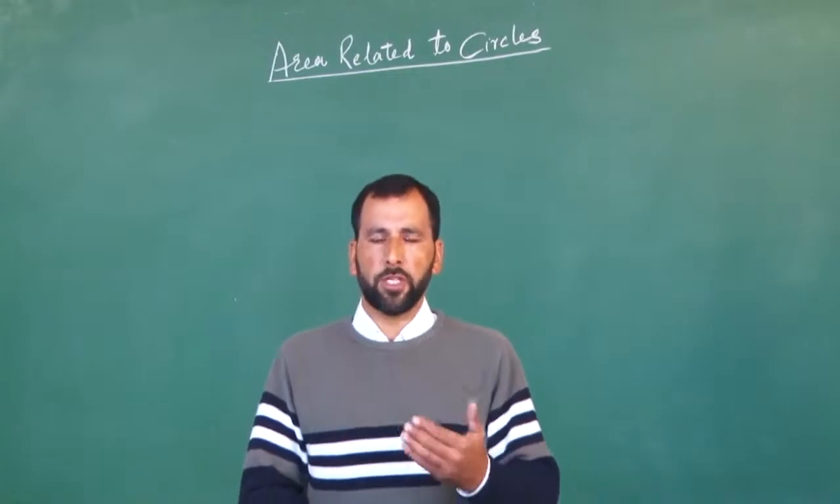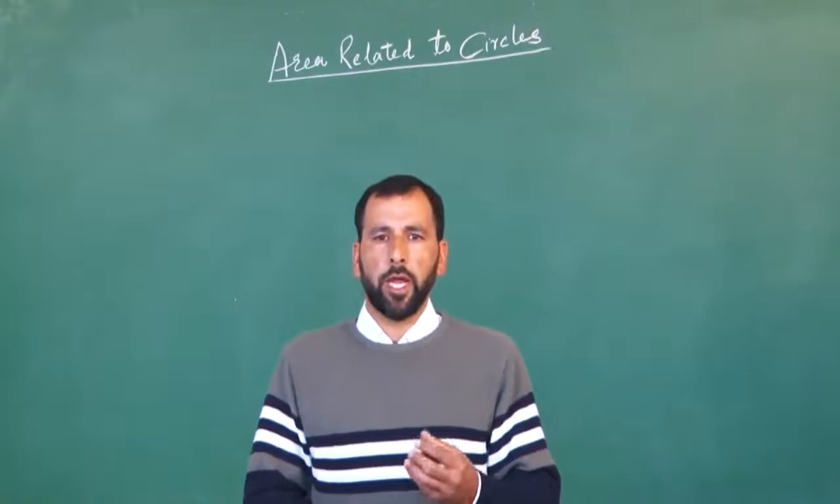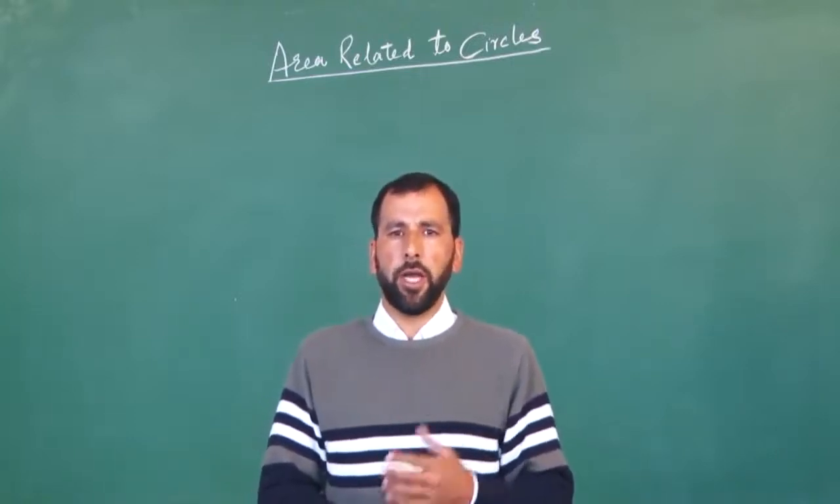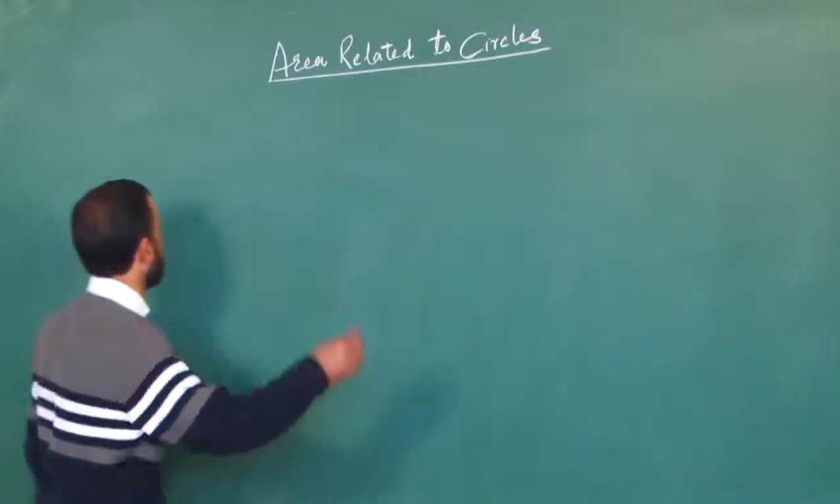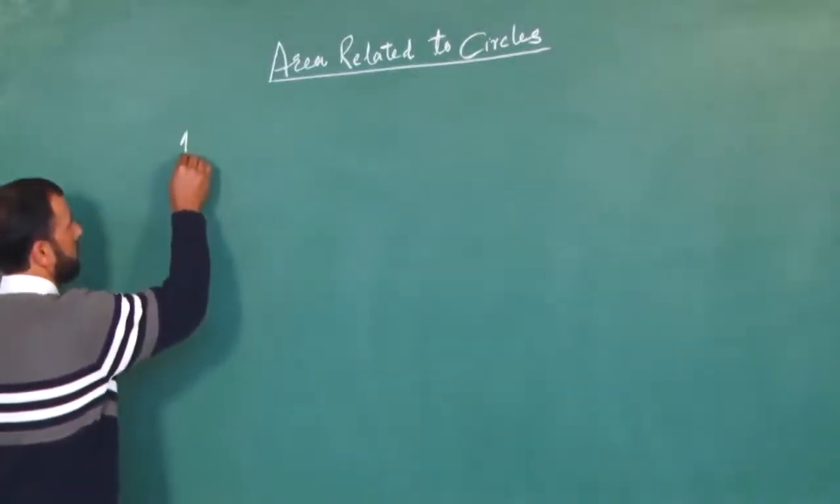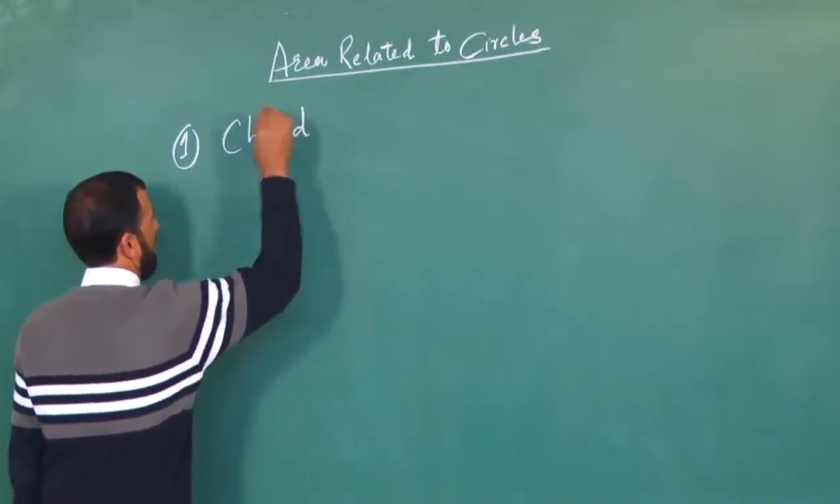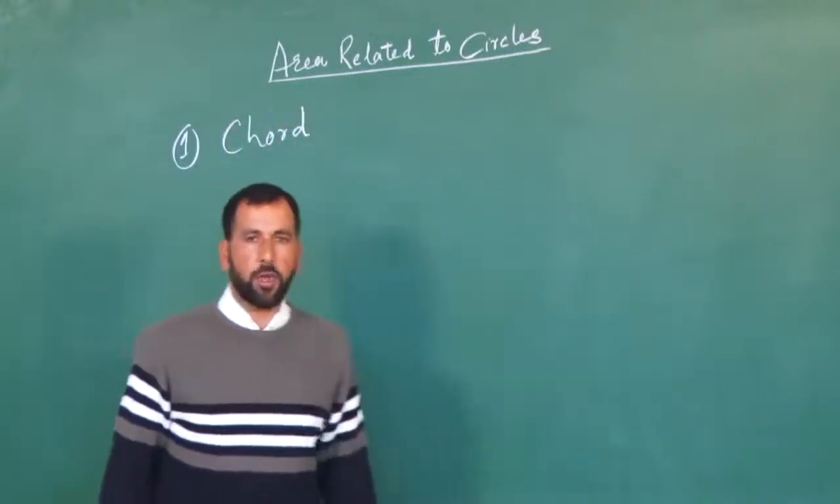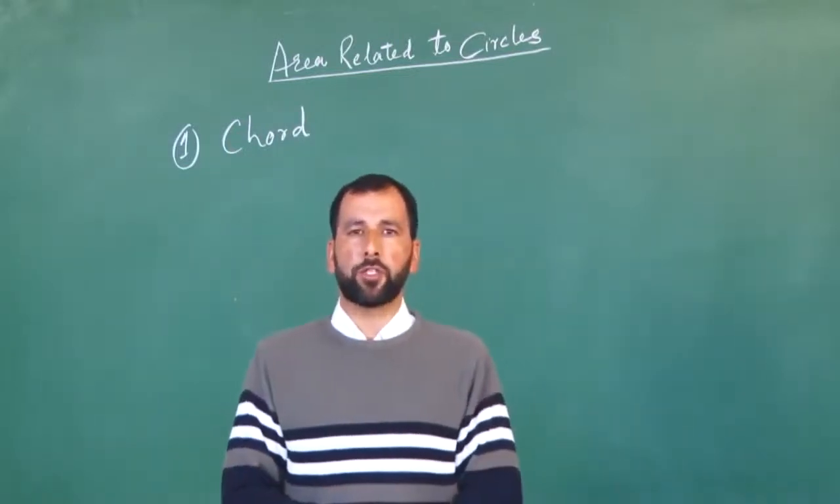Before discussing the sector and segment of a circle, we recapitulate the basic terms related to a circle. First one is the chord of a circle. We know that a chord is a line segment whose two endpoints are on the circumference of a circle.